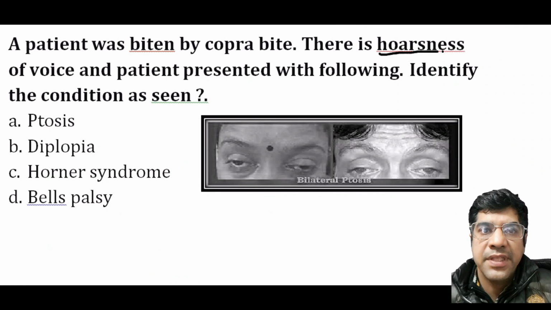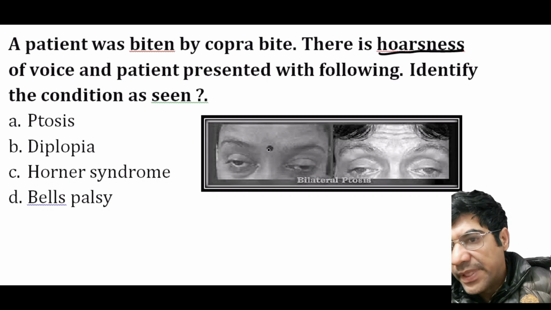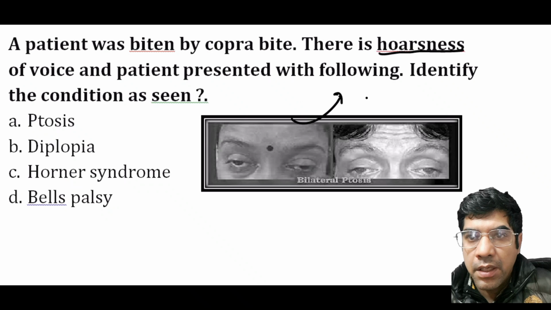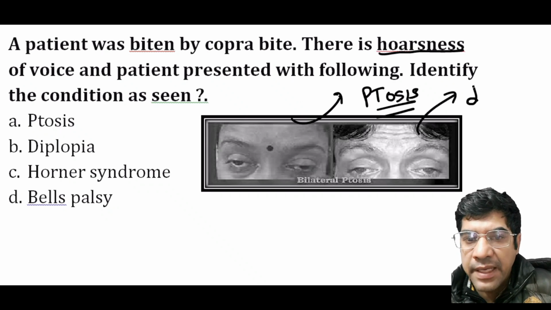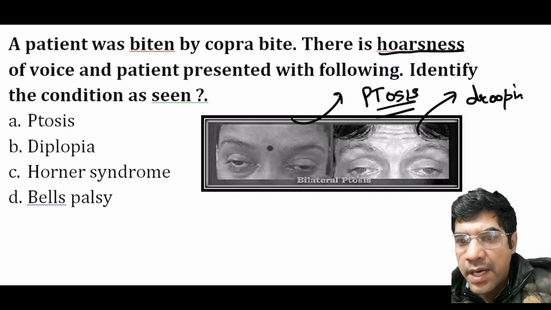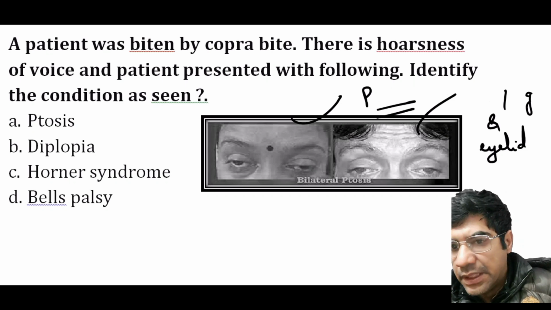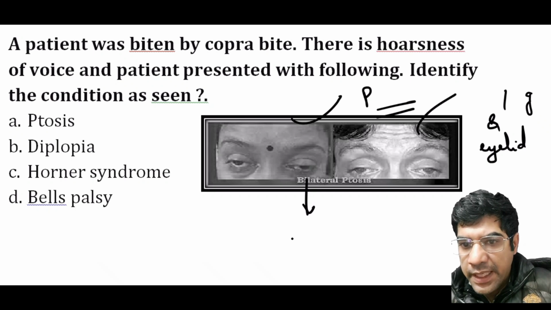Coming to the next question, a patient was bitten with a cobra bite. What you see is hoarseness of voice and the patient presents with the following. Identify the condition at hand. The patient's symptoms include bilateral ptosis, that is the drooping of the eyelid. Apart from that, you can see paralysis of the eye muscles. That would indicate neurotoxicity.